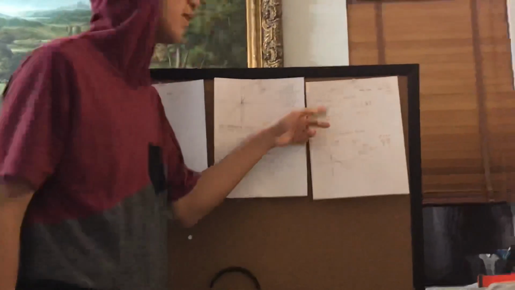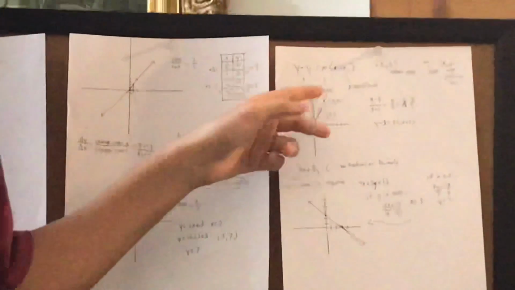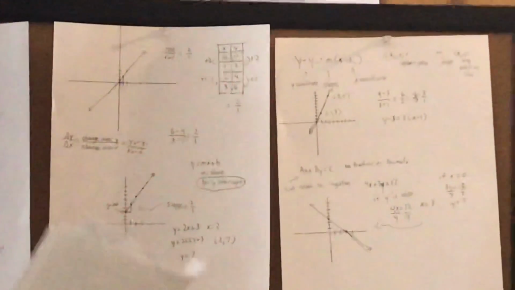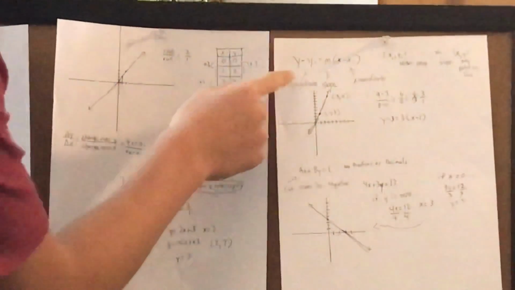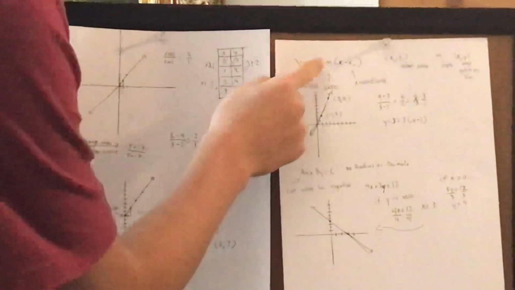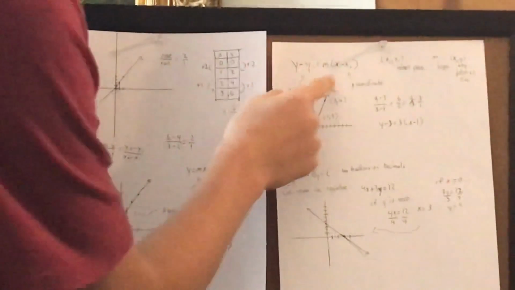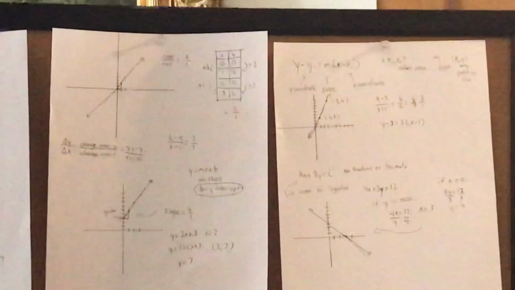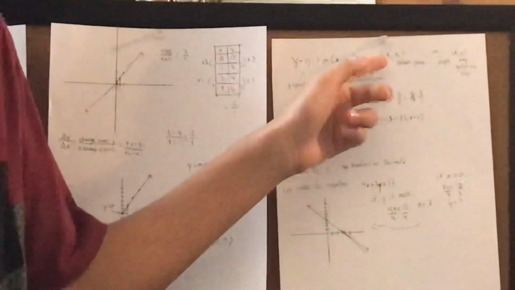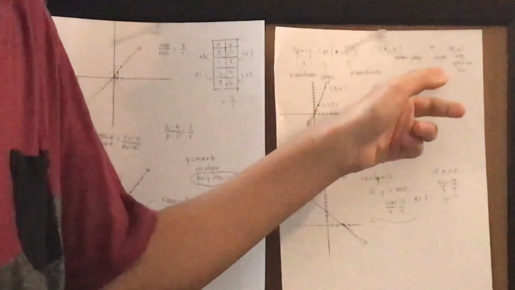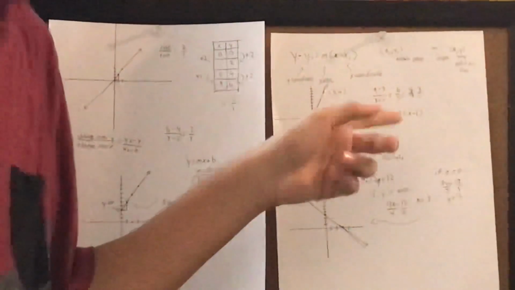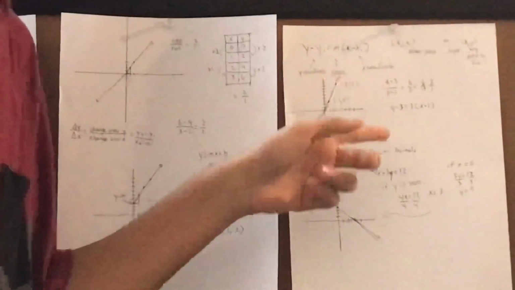Point slope form, right here. We use this. It's better to use if you have one point on a line and you find the slope. So, right here, the equation, y minus y1 equals m times x minus x1. x1 and y1 are the known points that we know. m is the slope, and x and y are any points on the line.